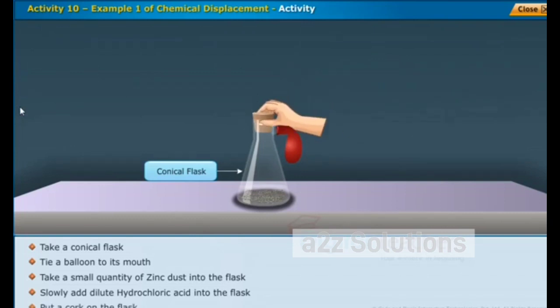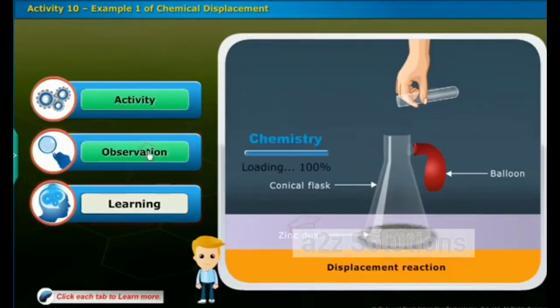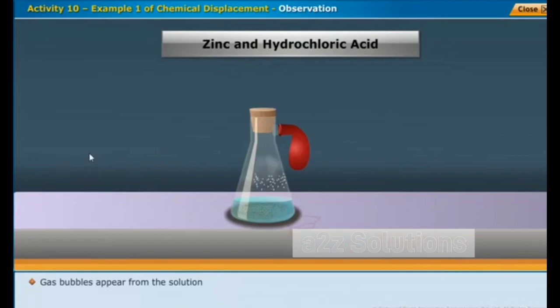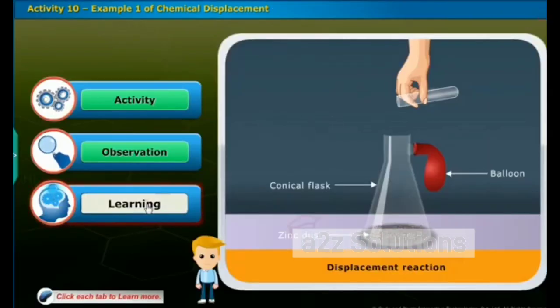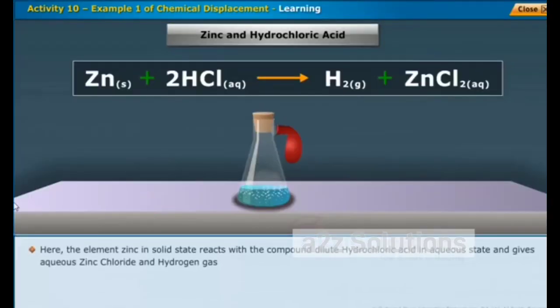Put a cork on the flask. Gas bubbles appear from the solution. The balloon bulges out. Here the element zinc in solid state reacts with the compound dilute hydrochloric acid in aqueous state and gives aqueous zinc chloride and hydrogen gas.